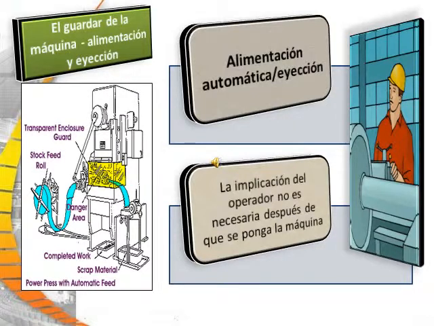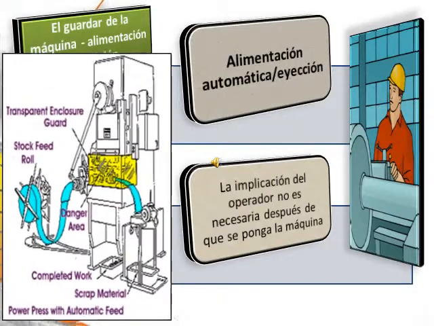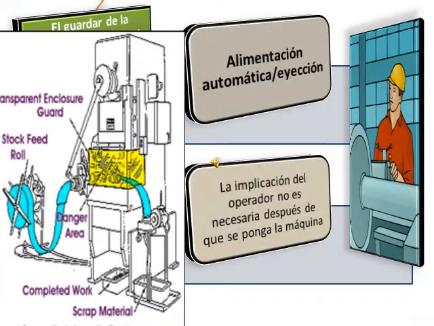Here we can see the transparent enclosure guard, the stock feed roll, the danger area, the completed work area, the scrap material area, the power press with automatic feed area. Automatic feeding and ejection are also methods of controlling the hazard. The operator's involvement is not necessary after the machine is set up in both situations.